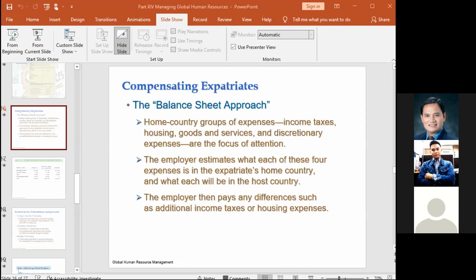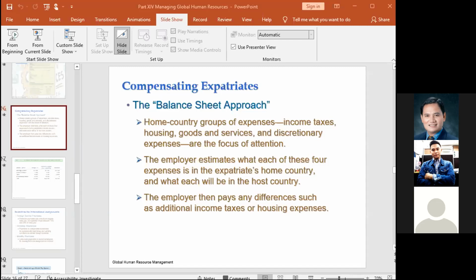So let's take an example of the balance sheet approach, assuming a base salary of $80,000. Here in this example, Chicago is the home country and Belgium is the host country. For example, housing and utilities in Chicago is $35,000 and in Belgium is $67,600. The difference of $32,600 will be compensated by the employer in the form of allowance. Whatever the difference is in the other expenses, the employer will compensate it.